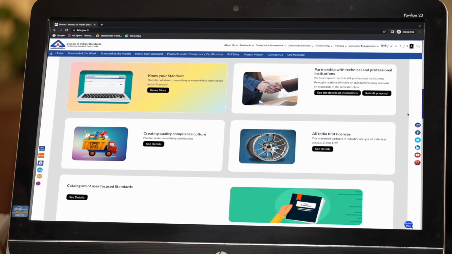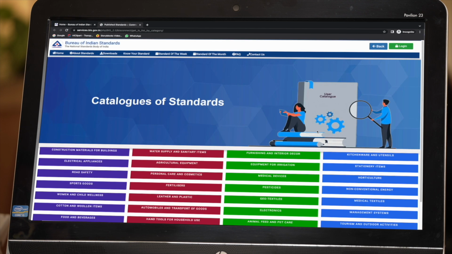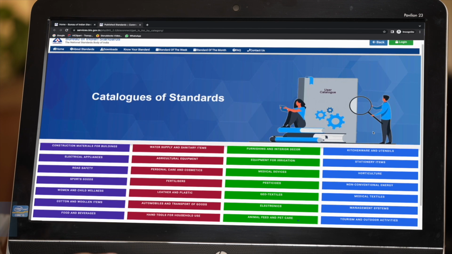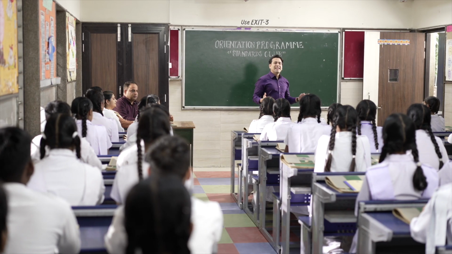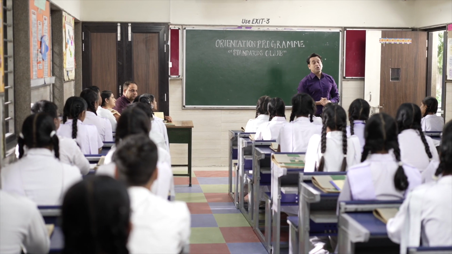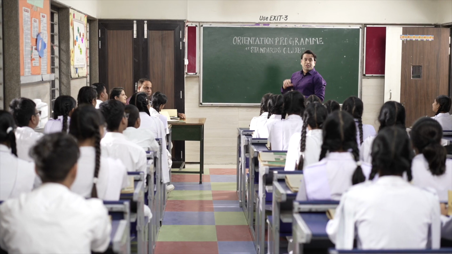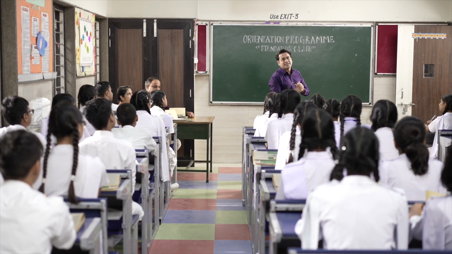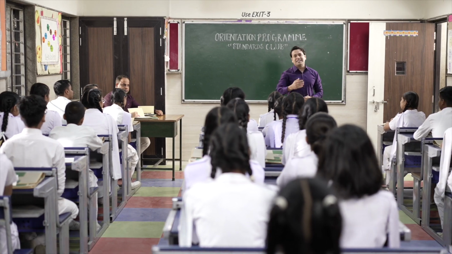And also, do not forget to access the catalog of consumer-focused standards on the BIS website, www.bis.gov.in. What a fascinating world of standards it is. I'm sure you must have enjoyed this. Yes, sir. Great. But the question is whether the standards are limited only to the products. Let's find out from Sri Rajiv Sharma.